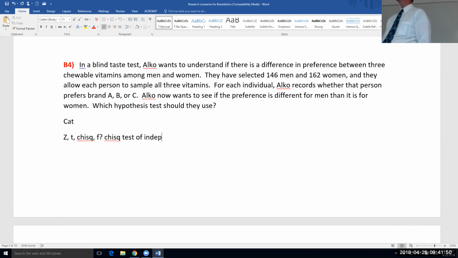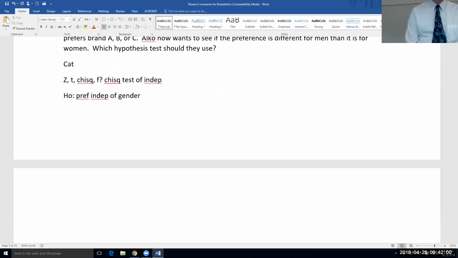What's your null and your alternative? Let's do that really quick. Preference is independent of gender. And your alternative, preference not independent of gender. Okay? Chris, is that what you said? Yeah. You agree? Everybody agree? Okay?